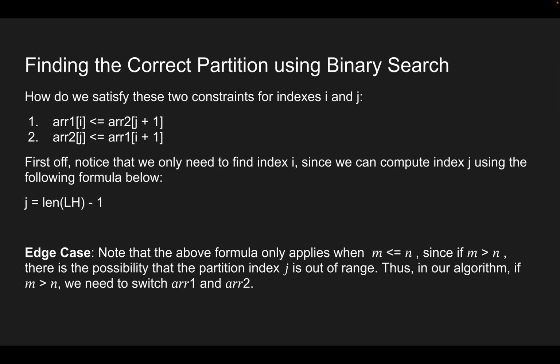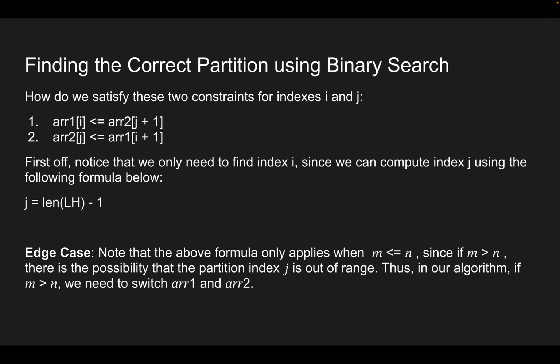So the question now becomes, how do we satisfy these two constraints for indexes i and j, which is, again, listed here for reference. So first off, notice that we only need to figure out what index i is, since we can compute index j using the formula j equals the length of LH minus i. Very trivial, okay?